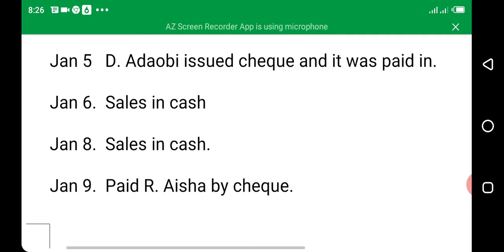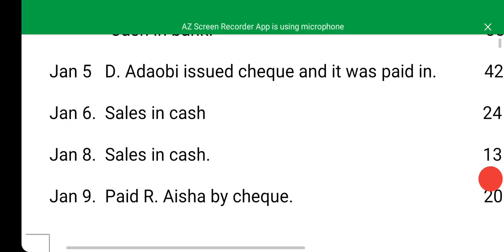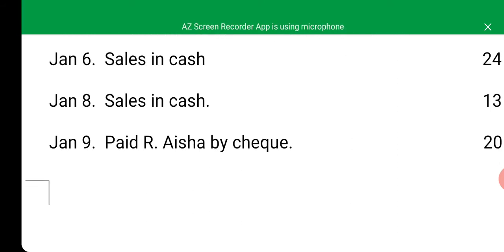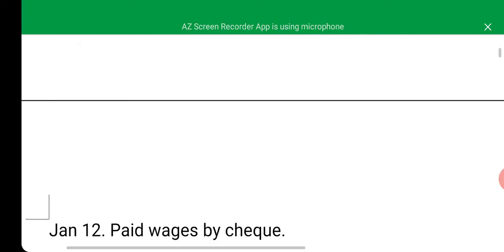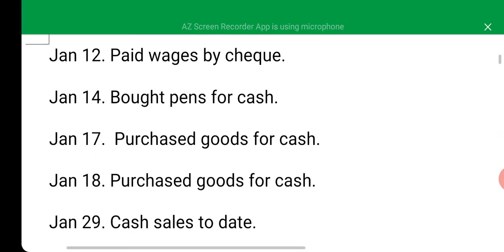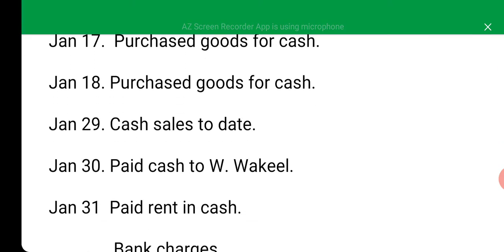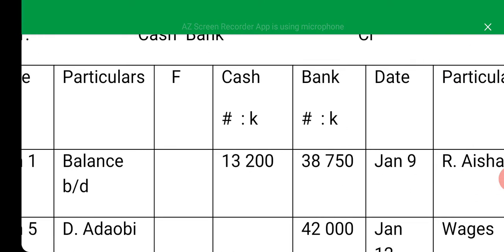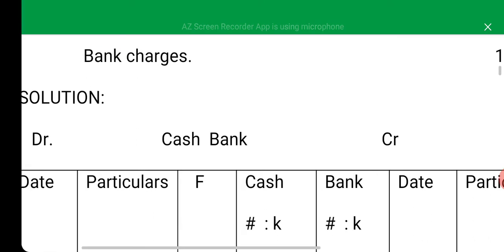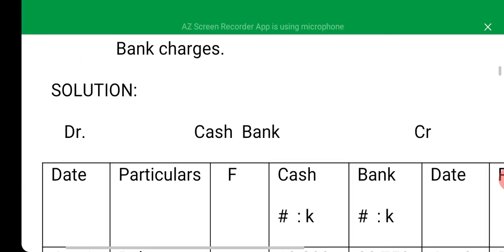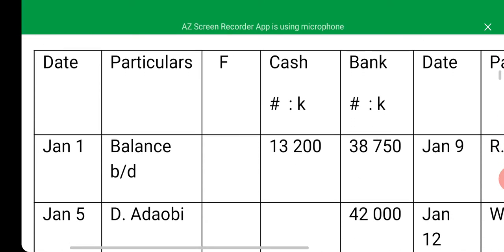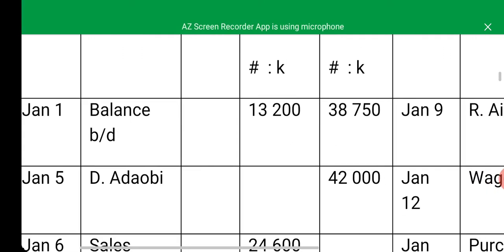So this one goes to the debit side. The sales account is debited. R Aisha was paid, so it is going to be credited in the bank column of the cash book, and so on. We'll be taking those transactions one after the other. As we can see here, the cash book has the debit and credit sides, the double column cash book. On January 1, the balance brought forward.